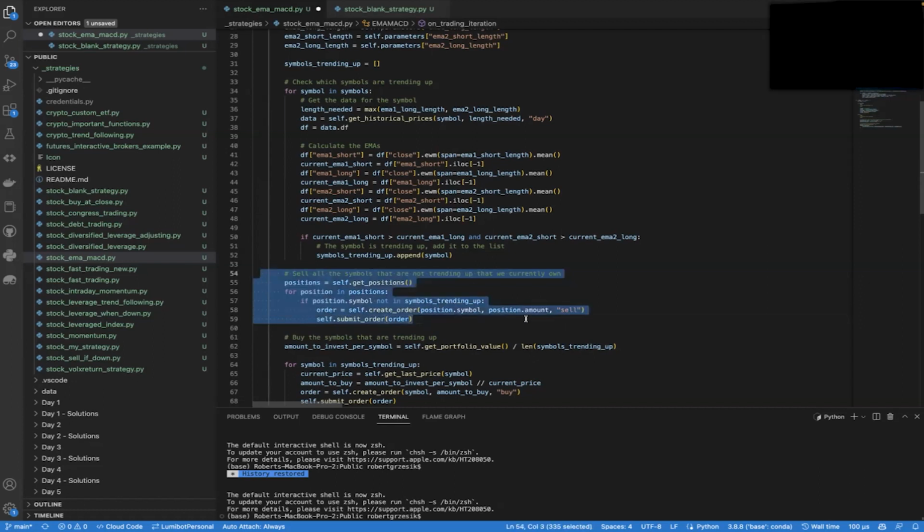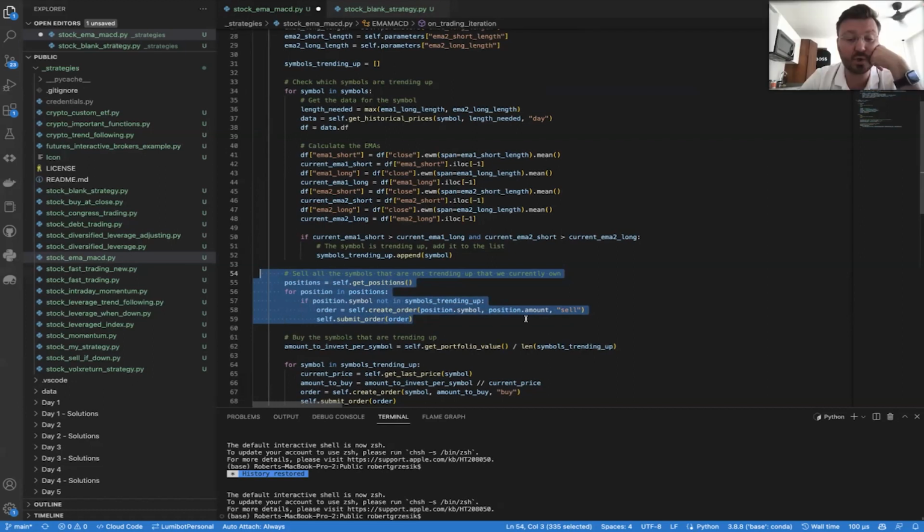So what happens if the trend is changing? Like we have shares of only 2 symbols, and the trend reverses. So the bot should automatically sell those and buy those when the trend reverses to positive again, right? Yes, exactly, because they're no longer trending up. So this condition here will sell them.